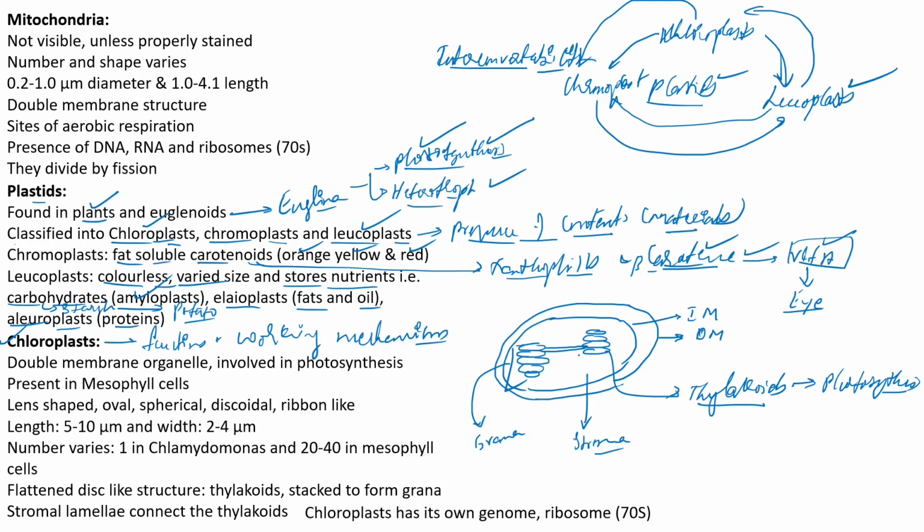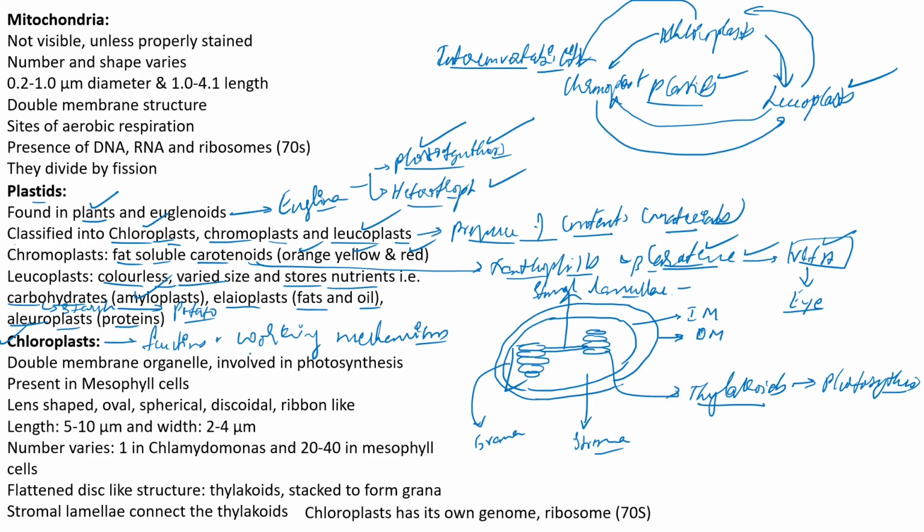Did we miss something? Yes, we missed one more structure here, and this structure is the stromal lamellae. The stromal lamellae are the structures which interconnect the thylakoids. That is what they actually do.